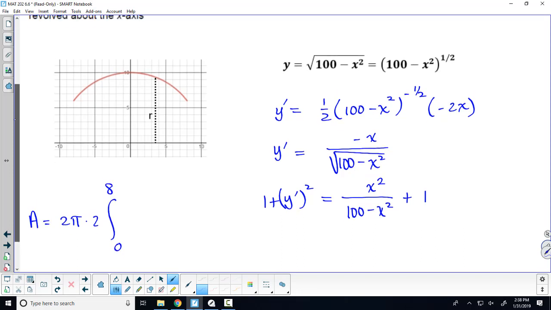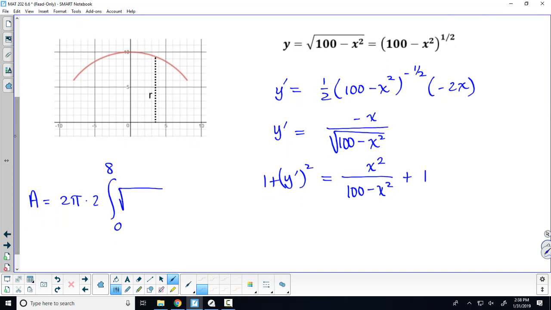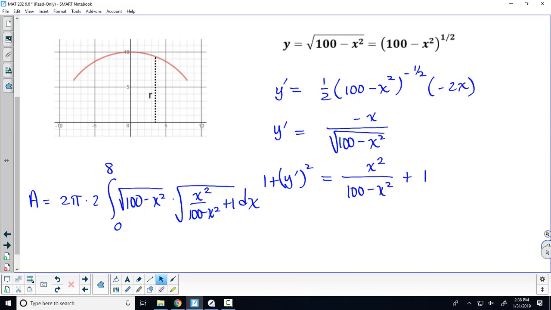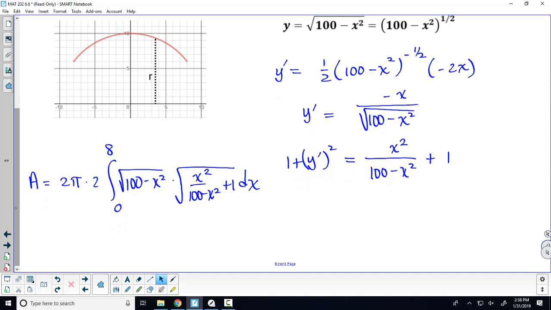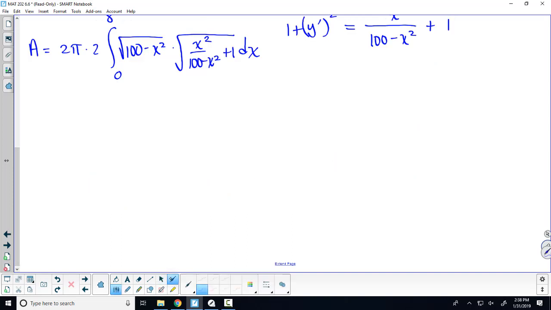So 2 pi, the radius is the function, so that's square root of 100 minus x squared. That's the radius, times ds. And ds is the square root of all that stuff. So here, we didn't replace that one with a common denominator. But we notice that when we combine these two square roots, the denominator is going to cancel if we distribute the whole thing to the first term. And then it will be multiplied by the 1. So it doesn't matter which way you do it.